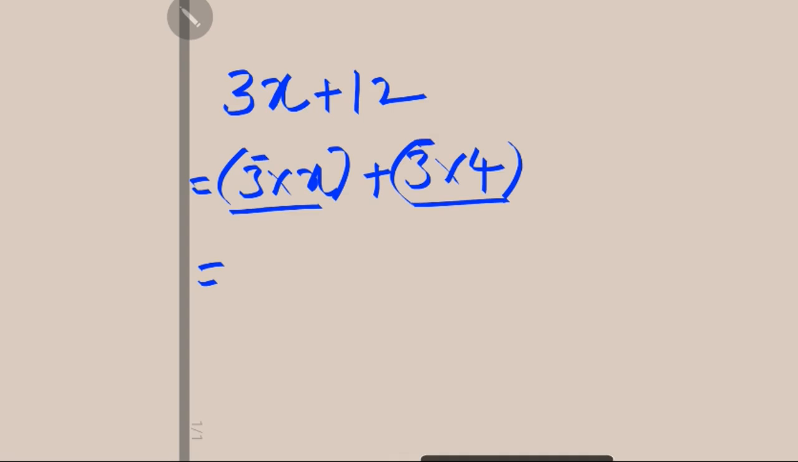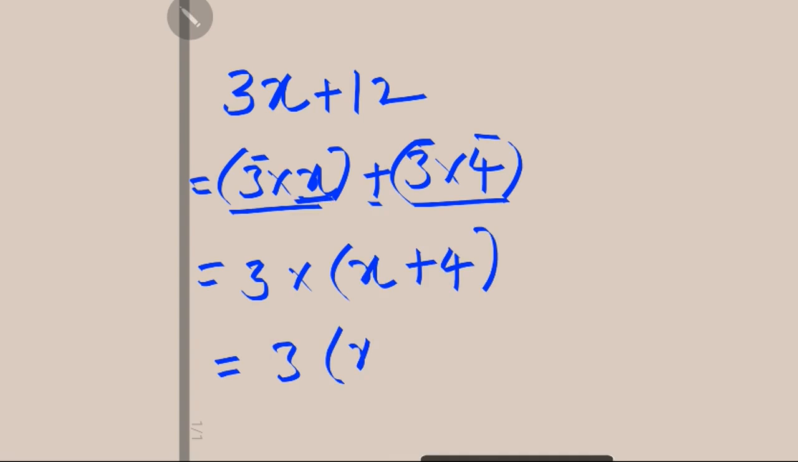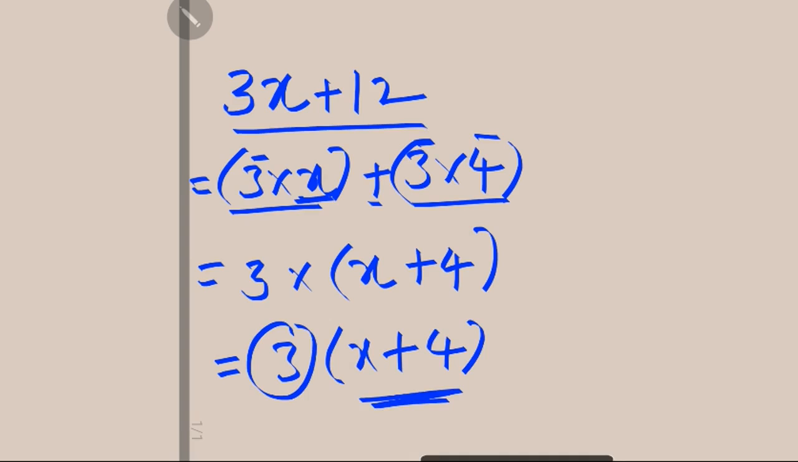So 3 separately I'll write, into, and open a bracket. If I take 3 common, here x is left, write it here, plus here 4 is left, write it here. Now finally we got 3 into x plus 4. That means 3 and x plus 4 are factors of the given expression, that is 3x plus 12. In this way we can find the factors for expressions also.